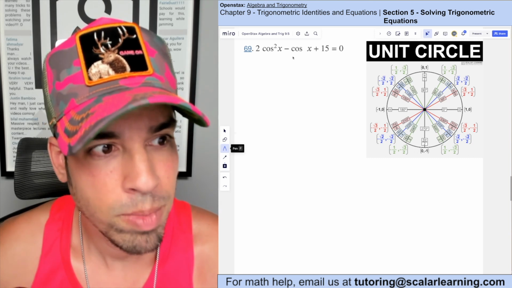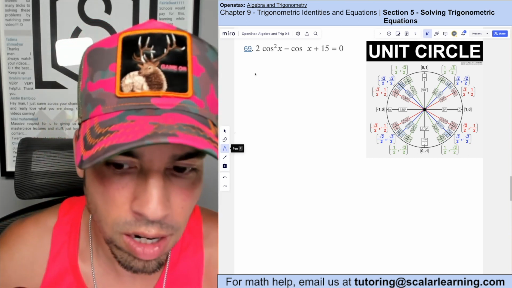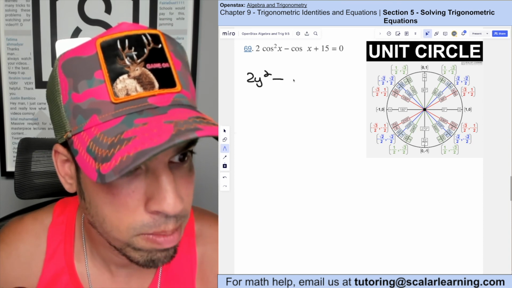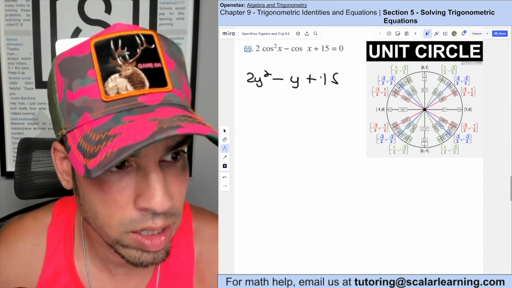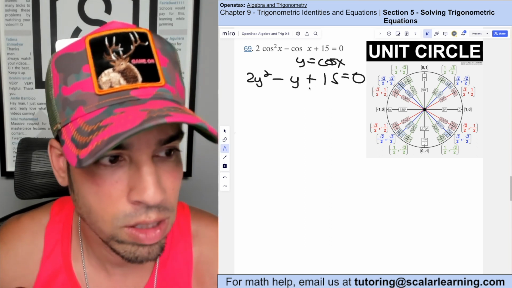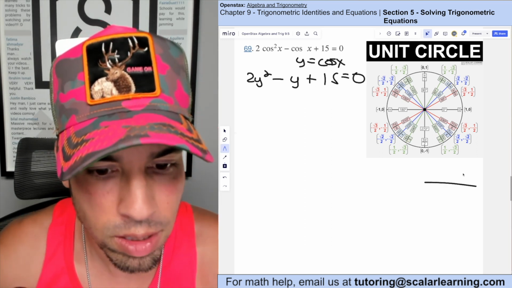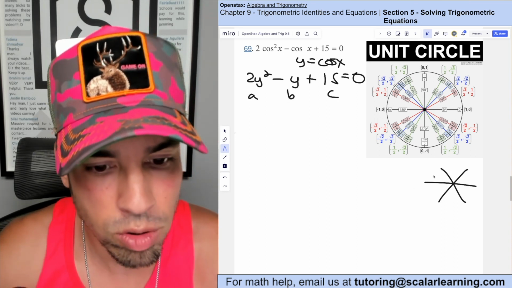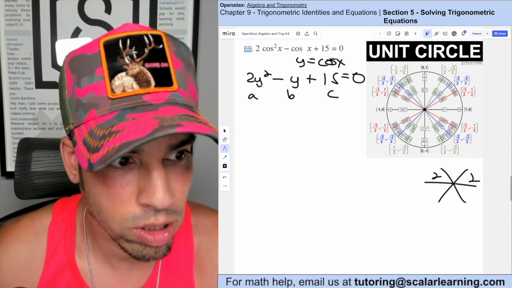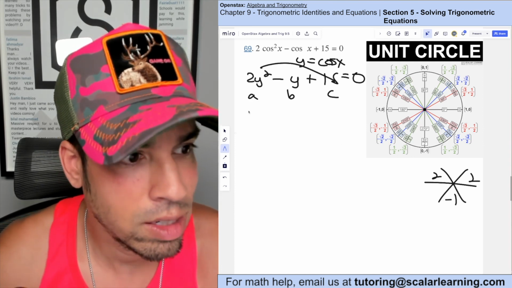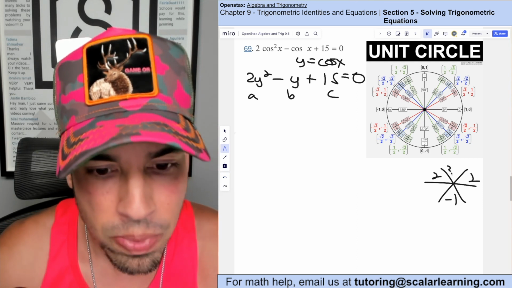For this one, I'm going to start by replacing cosine with y. So we're going to say 2y squared minus y plus 15, right? Where y equals cosine of x. So my first order of business, I want to see if this is factorable. So we're going to try via the star method, where I've got a, b, and c. So a goes here, 2 and 2. Again, we're talking about just the coefficients. B, which is negative 1, goes down here. And then a times c, 2 times 15, which is 30, goes up here.